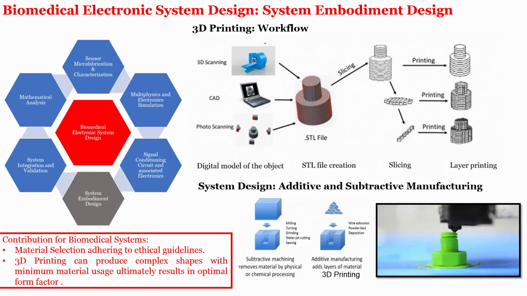Absolutely important, because there are two ways of doing it. Of course, there are other subtractive machining techniques. Here we are talking about adding. One is subtracting, so subtractive manufacturing, and the other is additive manufacturing. We have discussed those details. We have also seen how 3D printing can produce complex shapes with minimum material usage, and ultimately results in an optimal form factor.